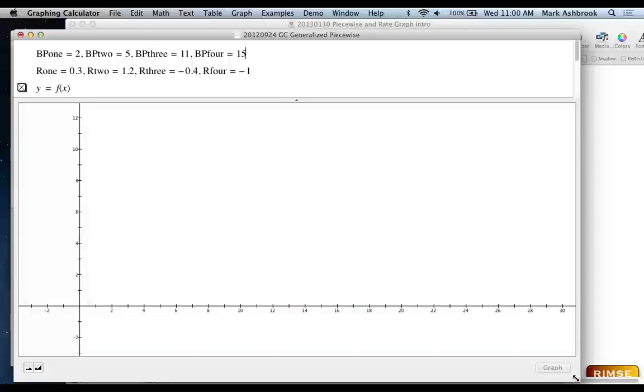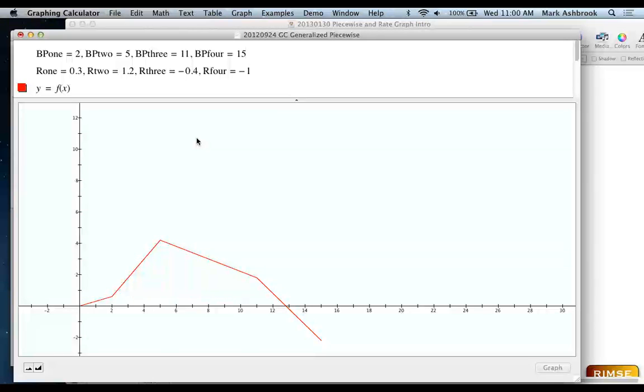The first rate of change, the second rate of change, the third rate of change, and the fourth rate of change. Okay? So there's a command line beneath here. That's your task. It's your task to define the function f so that when you graph the function f, it will create the piecewise linear function according to how you set the parameters.